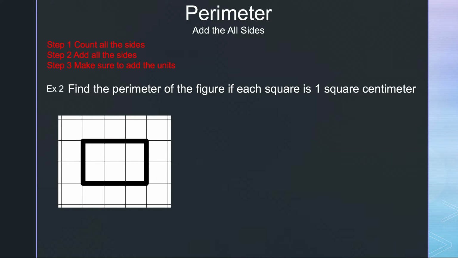Let's take a look at example 2. Read the question. Find the perimeter of the figure if each square is 1 square centimeter. Now, we're going to start counting on the top left. 1, 2, 3, which gives me 3 centimeters. 1, 2, which gives me 2 centimeters. And 1, 2, and 3, which gives me 3 centimeters. And finally, 1 and 2, which gives me 2 centimeters.